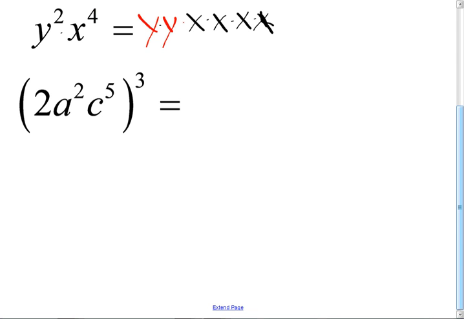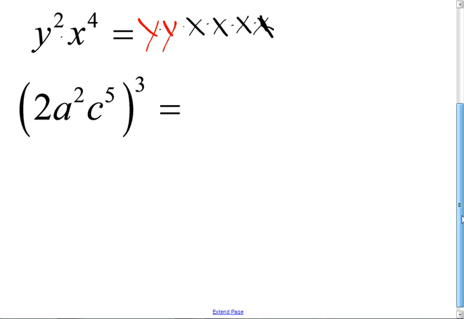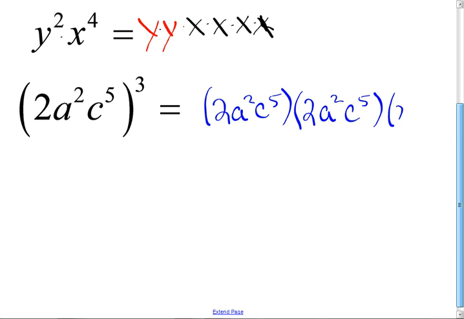Okay, now, this is more complicated. Let's look at the outer exponent. This is the part that people had problems with. This means 2a squared c to the 5th. How many times? Okay, this is going to be painful to write out the expanded form. Well, you're not going to do much of that.